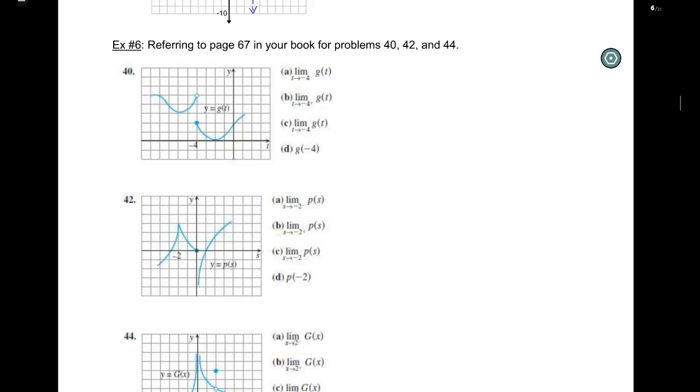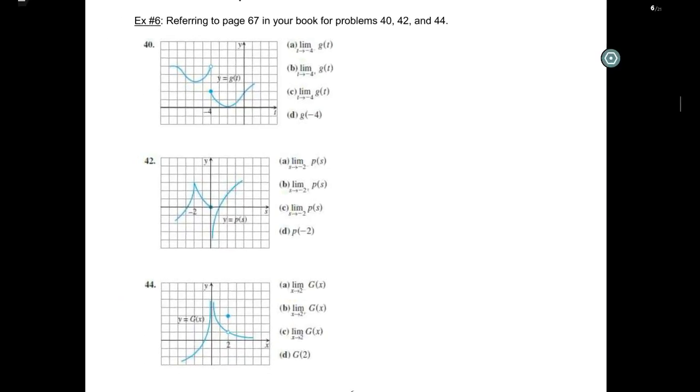Good? Okay. I just copied these from your book. But you want to take a minute and do, how about we do this? Go through 40, 42, and 44, and then once you finish, take a quick 5-minute break or so. And then you can describe if they both go up, you can say infinity.